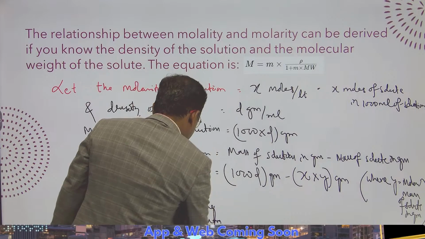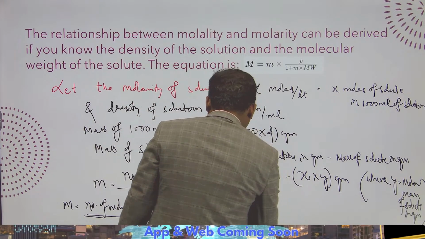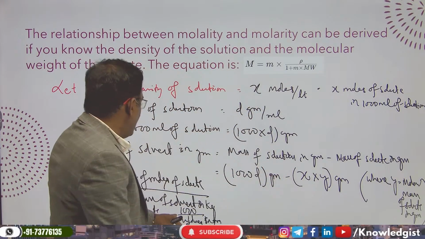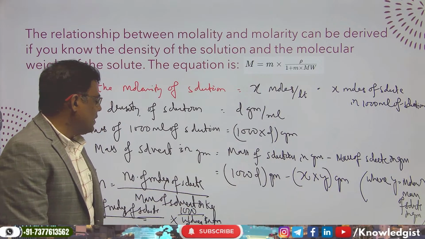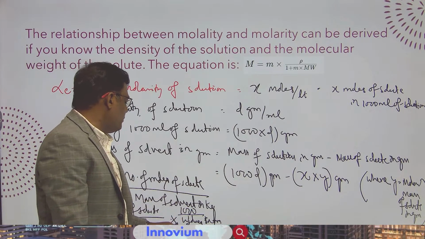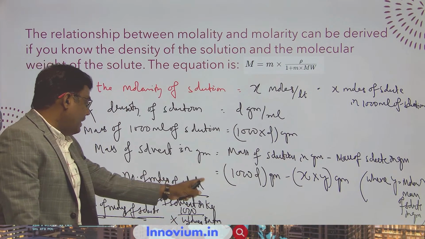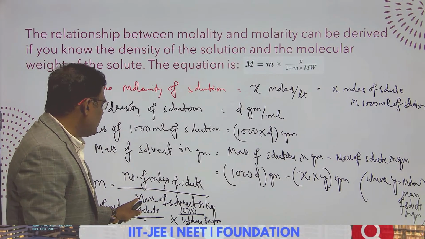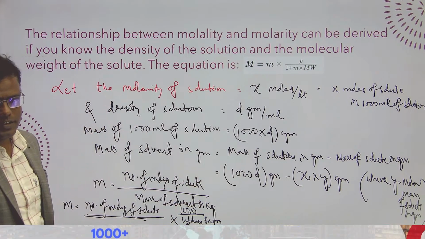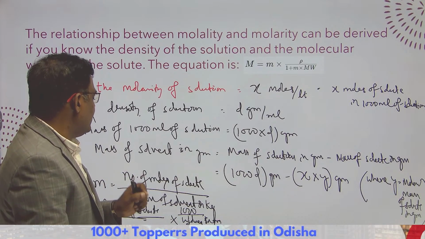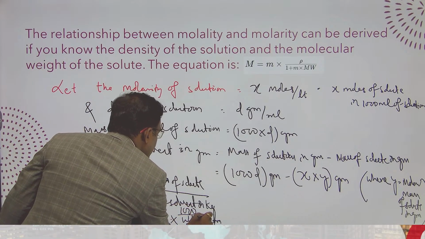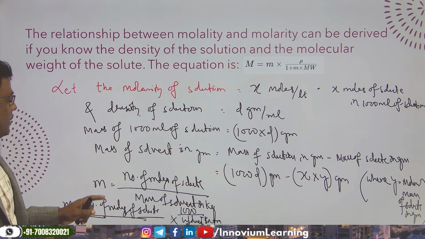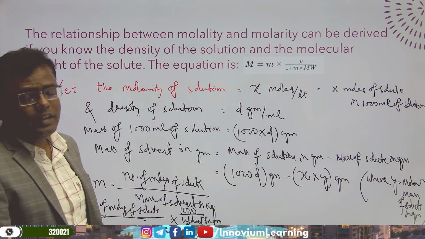Now the point is, why does that 1000 come? Because in the main formula of molality, we are considering the mass of solvent in kg. Suppose the solvent mass is given in gram. Then we'll have to convert that solvent mass to kg.